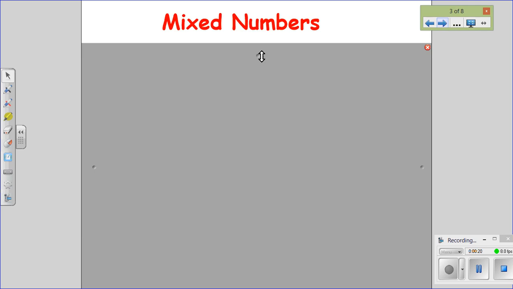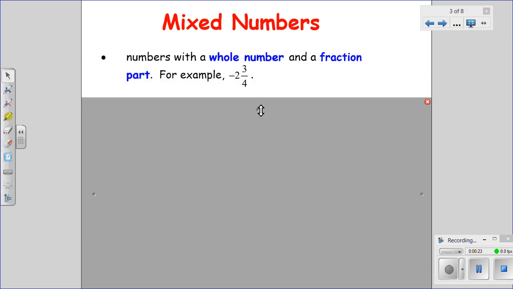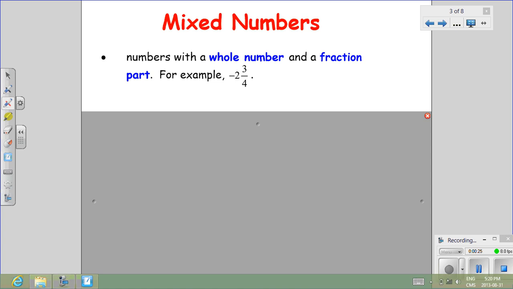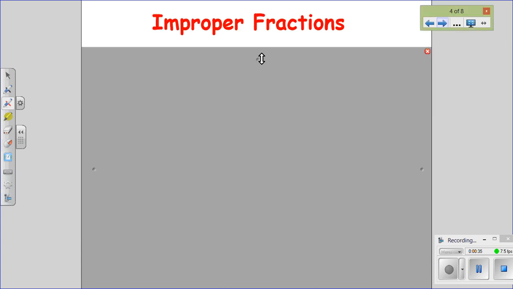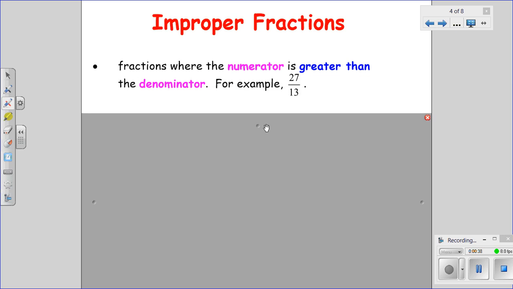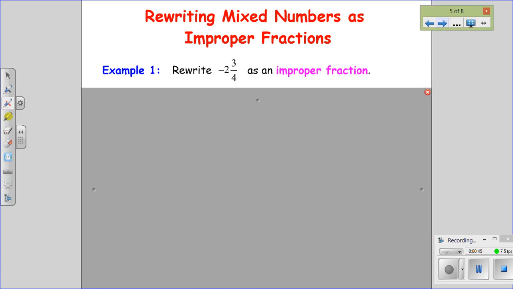Rational numbers may be written as mixed numbers, which have a whole number and a fraction part. For example, -2 and 3/4. The 2 is the whole number part, and 3/4 is the fraction part. We can also write them as improper fractions, where the numerator, the number up top, is greater than the denominator, the number in the bottom. In order to perform operations on fractions, we need to be able to switch between mixed numbers and improper fractions.